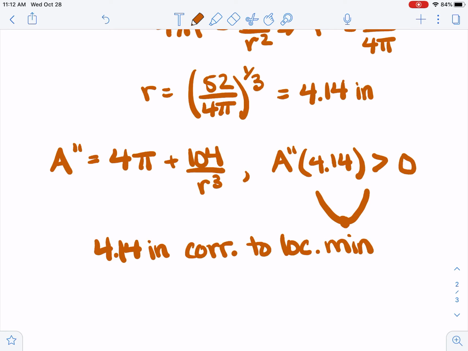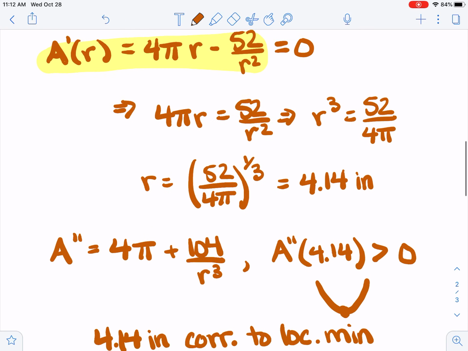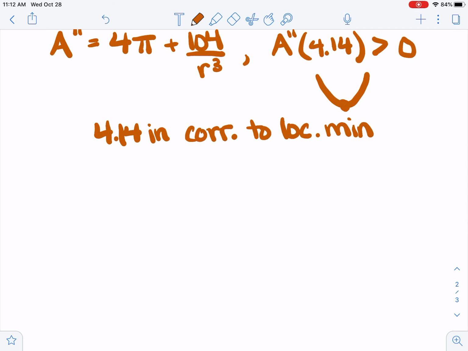We've got our minimum. In this case, there are really no endpoints to check. We could have r equals 0, but that would mean an infinitely thin soda can that's infinitely tall. It doesn't make any sense. We could have some other extreme where h is 0 and the infinitely fat soda can has no height to it. So there's no real endpoints in this problem, which means this local minimum has to be our absolute minimum. That's the dimension that works. So r equals 4.14 gives us our minimum.